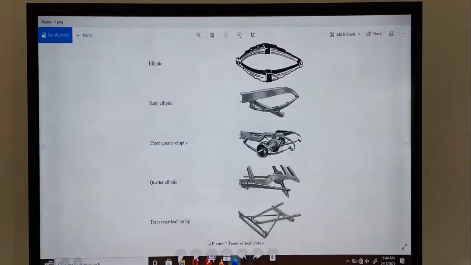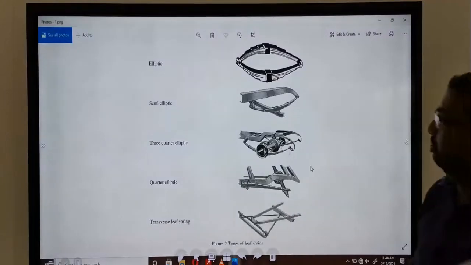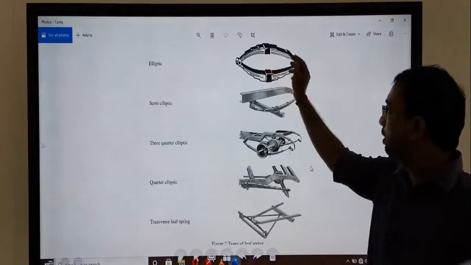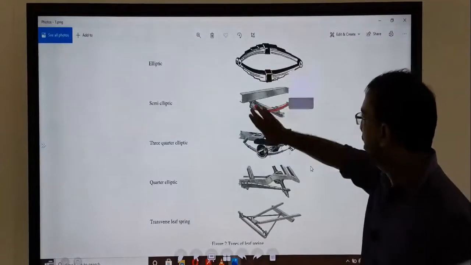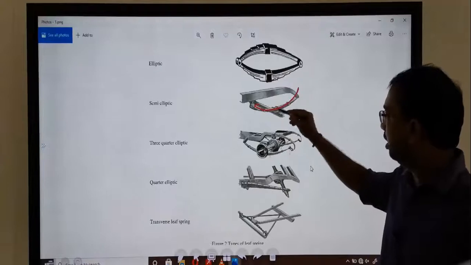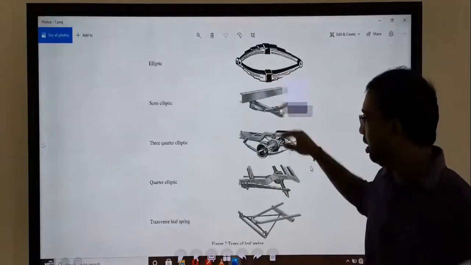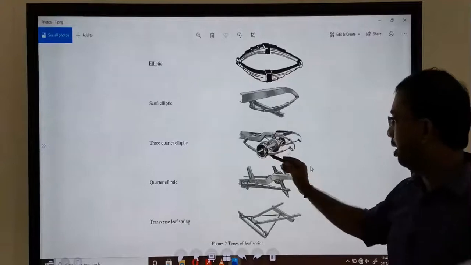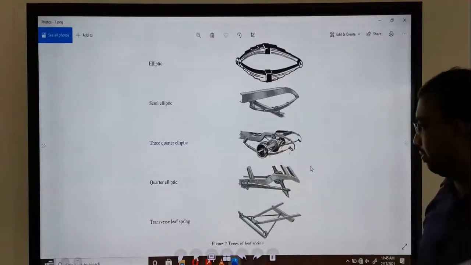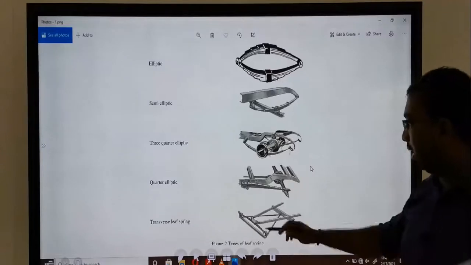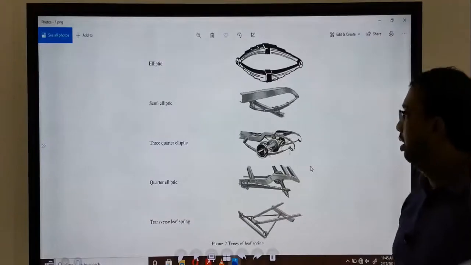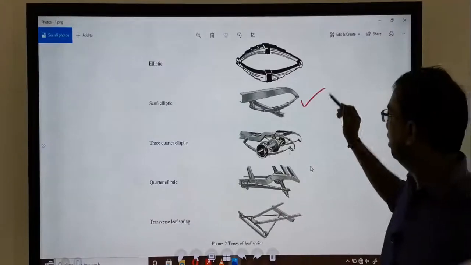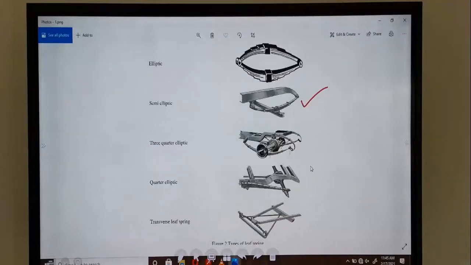I will show a picture. Here this is elliptic. Elliptic means there are two sets of leaf spring. Here this is semi-elliptic, the half of the elliptic, and here is three-quarter elliptic. You can see the other one, this is the conventional, a very ancient, oldest model. This type of semi-elliptic is now widely used.